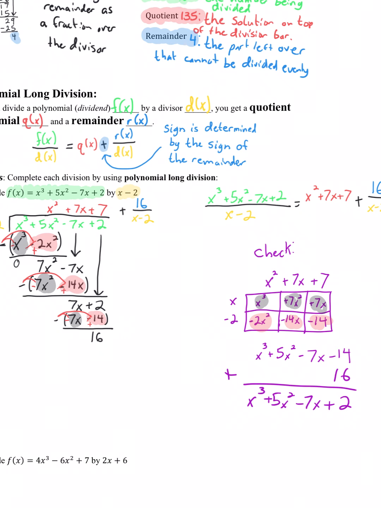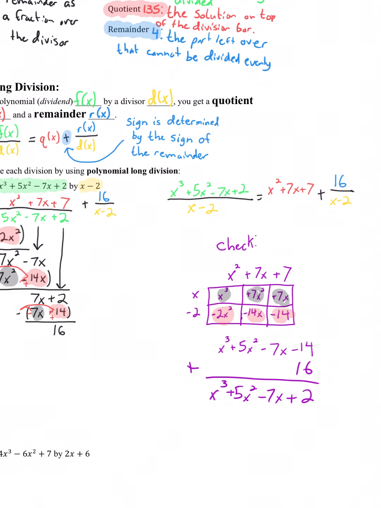So you take your quotient and you multiply by the divisor, and then you add your remainder, and you're going to get back to where you started. So that's how you can double check that you did your division correctly. You can always double check your division on any one of these problems. That's one of the tricks with these polynomial long division problems.